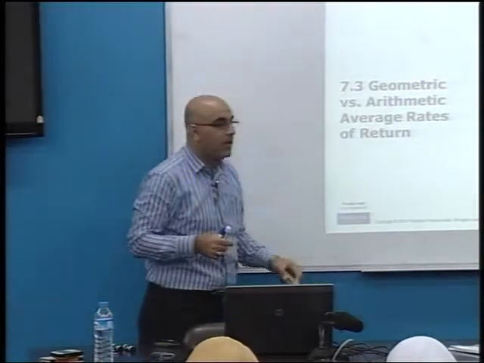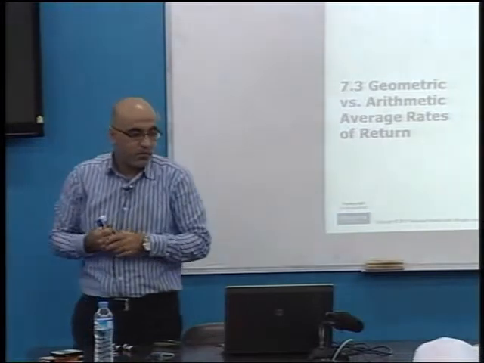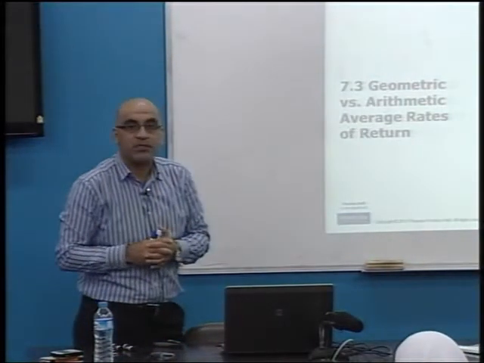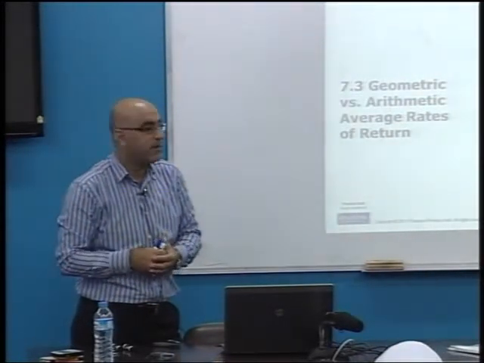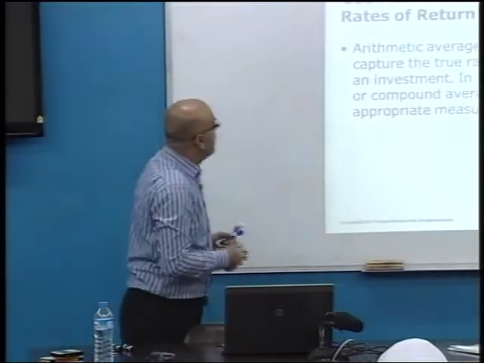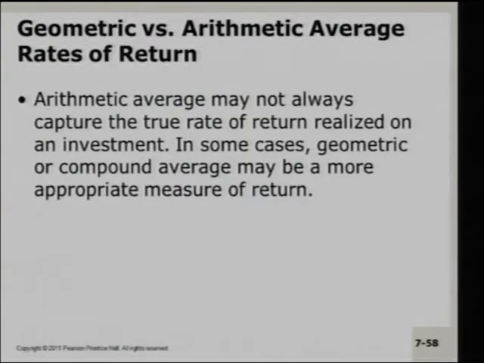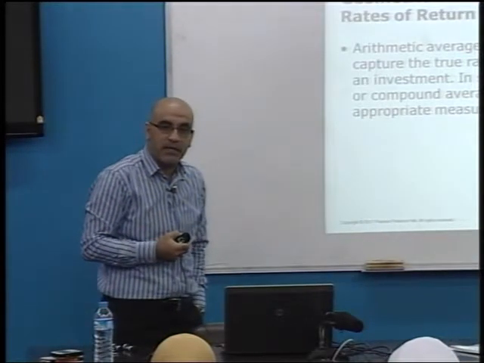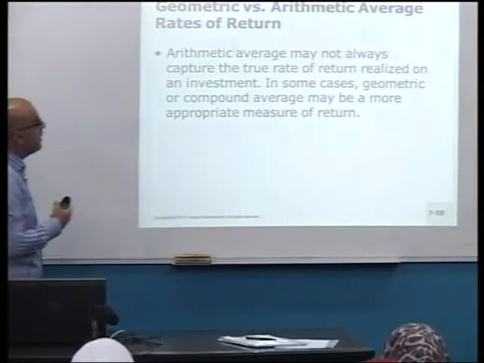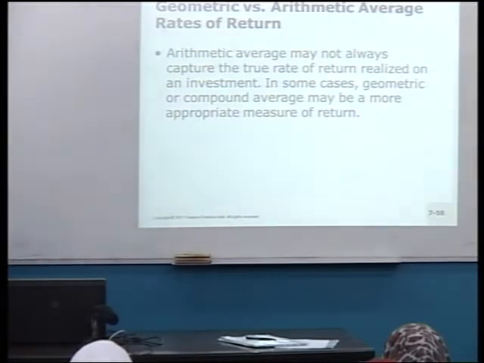To give more light on the geometric, we will compare the geometric and arithmetic average rate of return. The first question is, what is the difference between geometric and arithmetic? What is geometric and what is arithmetic? Arithmetic average may not always capture the true rate of return on an investment. In some cases, geometric or compounded return is a more appropriate measure. Because the arithmetic has some weaknesses in estimating the rate of return, we apply the geometric to address the weaknesses of the arithmetic rate of return.